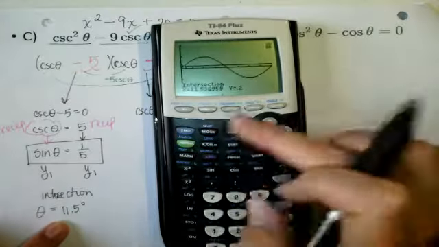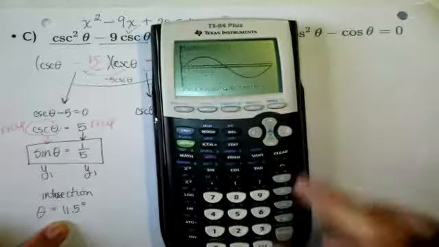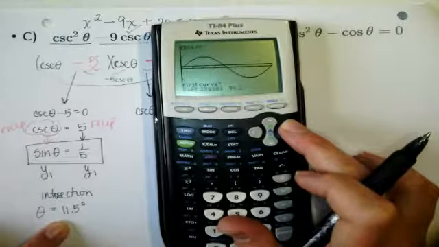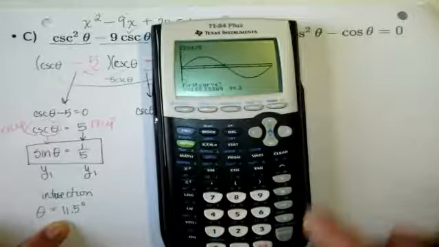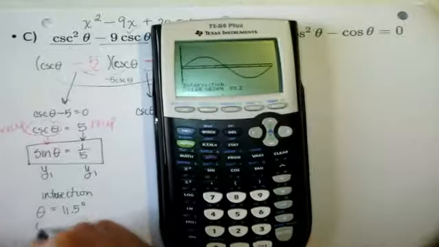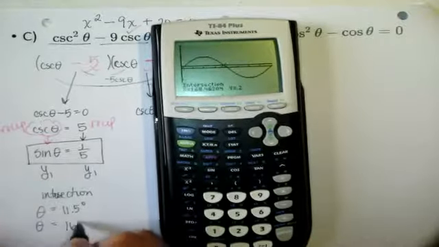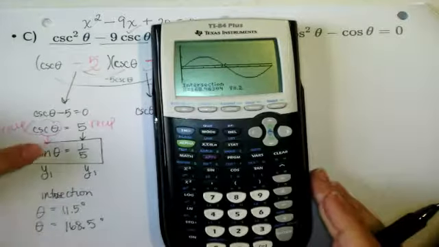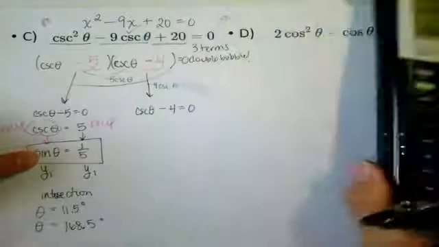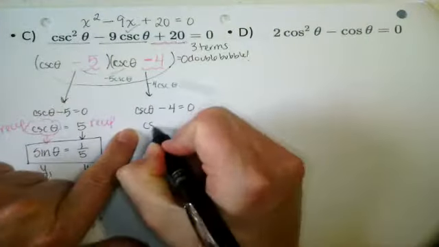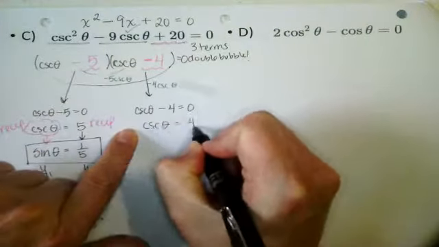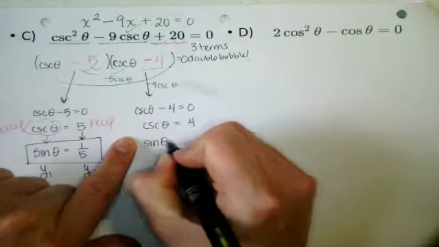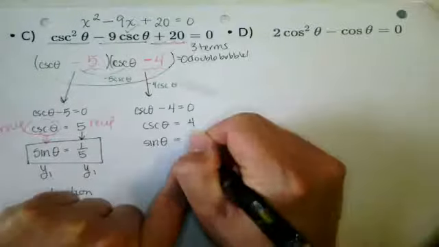And I'm going to second calculate the next intersection. So again, jump. Move Tinkerbell to that horizontal line and then enter, enter, enter. And we get 168.5 degrees. So that's the intersection for this first bubble. But we also have cosecant of theta is equal to 4. And when I reciprocal, the reciprocal of cosecant is sine, and the reciprocal of 4 is 1/4.